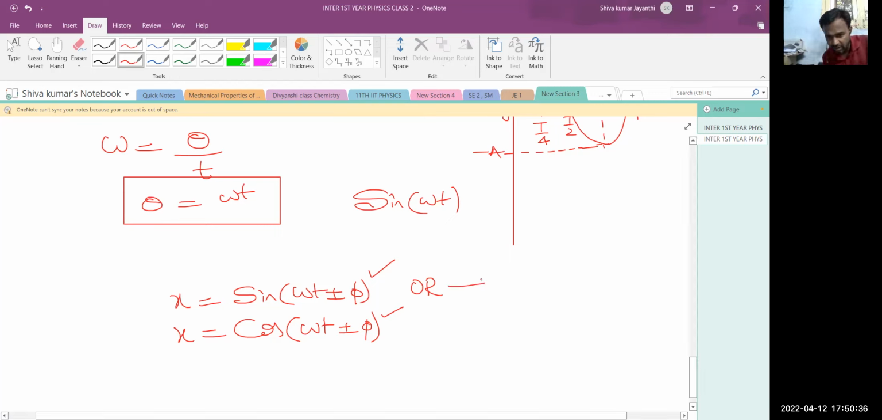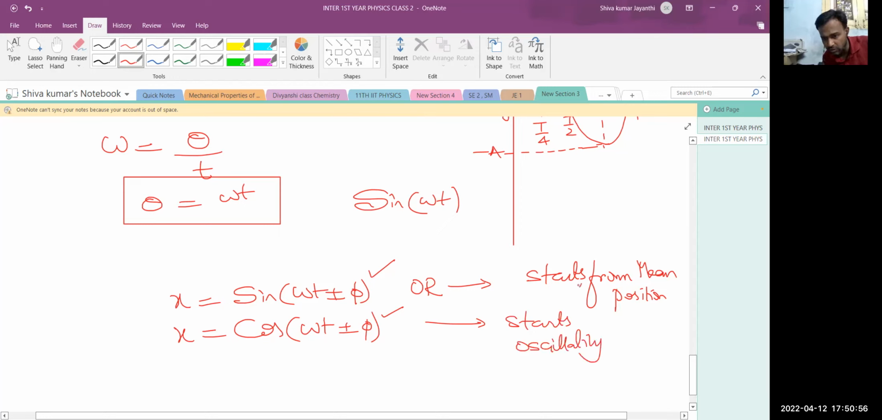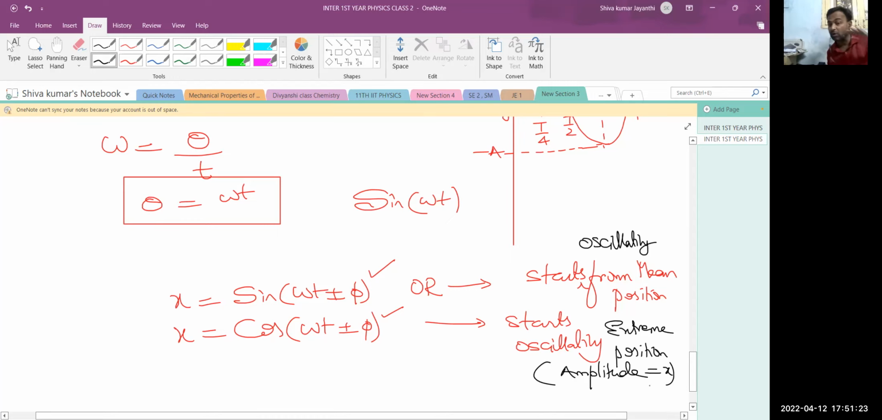For your understanding, I'm writing it. Starts from where? Mean position. This starts oscillating. Here also, starts oscillating from mean position. Starts oscillating from extreme position. Extreme position means amplitude. It starts only from amplitude. Amplitude is equal to x. At t equal to 0, it starts only from extreme position.